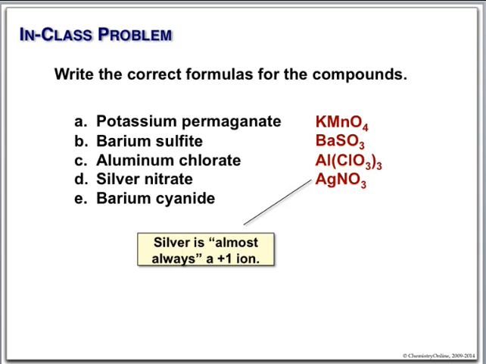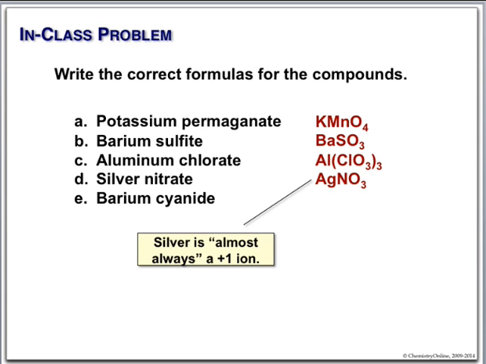And finally, barium cyanide. Cyanide is poisonous. Again, probably wouldn't put cyanide on your exam, but it might show up on a tutorial. Barium is +2. Cyanide is -1, so we need 2 of them. 2 cyanides to balance our +2 barium.